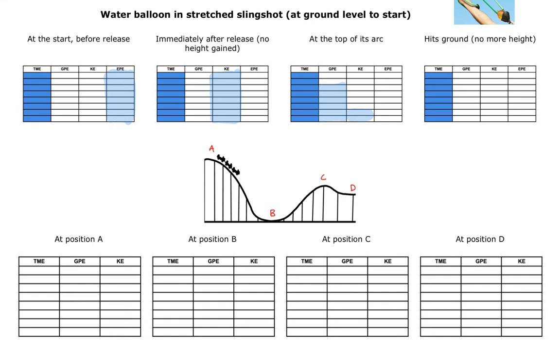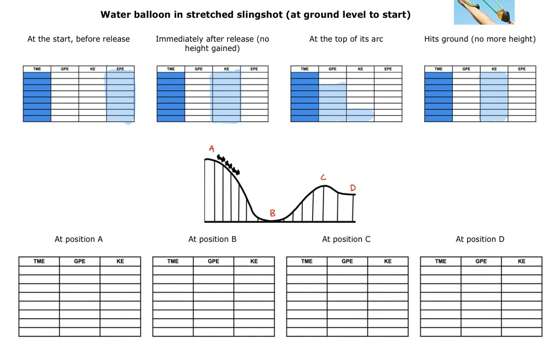Now when it hits the ground, no more height. We've lost all the elastic potential energy. We've lost all the gravitational potential energy. So all the energy we initially started out with must be kinetic energy. So all the initial elastic potential energy has become, sorry, has become kinetic energy.